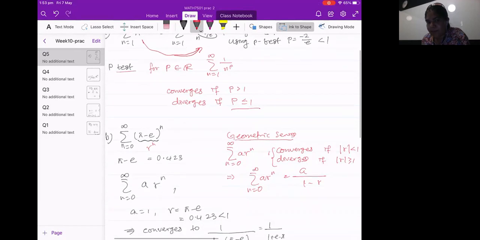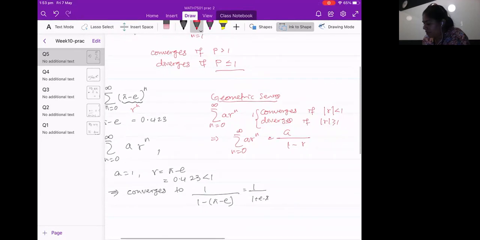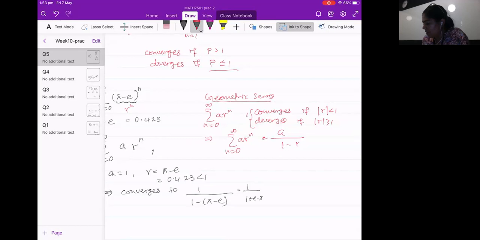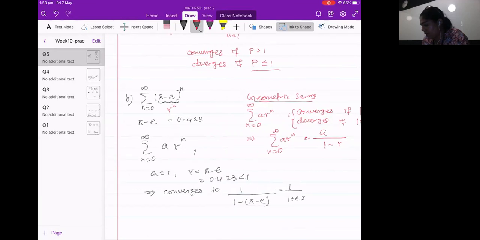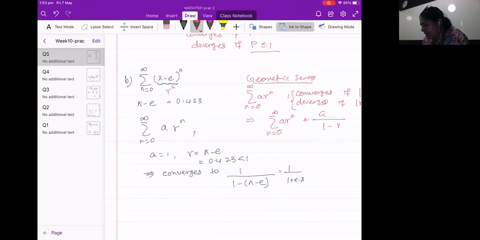And then for part B you can apply the geometric series concept. In that concept, a r to the power n converges if r is between minus 1 and 1, and diverges otherwise. In this case, a equals 1, and r is pi minus e, which is 0.4, less than 1. So it converges to a over 1 minus r, with a as 1 and r as pi minus e. So it converges to this value. Okay. Does that make sense?